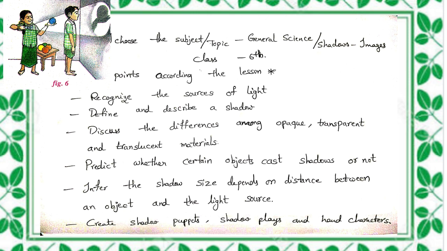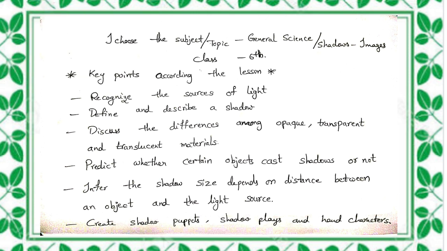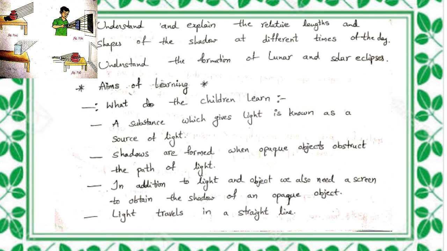Understand that the shadow size depends on the distance between an object and the light source. Create shadow puppets, shadow plays and hand characters. Understand and explain the relative lengths and shapes of shadows at different times of the day. Understand the formation of lunar and solar eclipse.